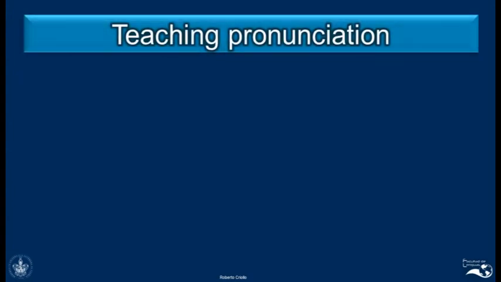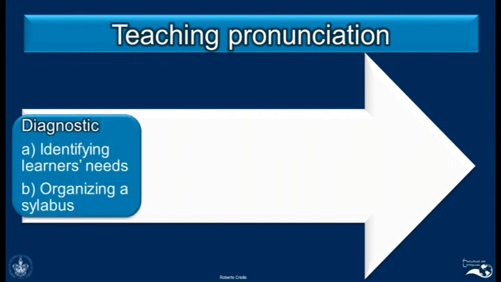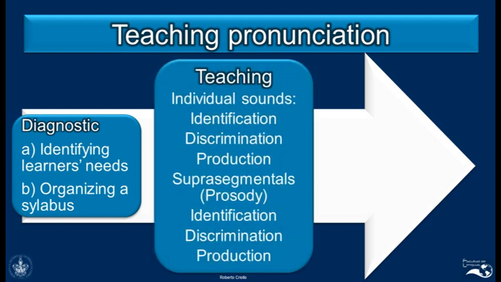A systematic framework for teaching pronunciation will include at least three main stages. First of all, the diagnostic stage, at which we will identify the learner's needs and organize a syllabus. The second level is the teaching itself, in which we will focus first of all on individual sounds and then on the suprasegmental aspects of pronunciation.